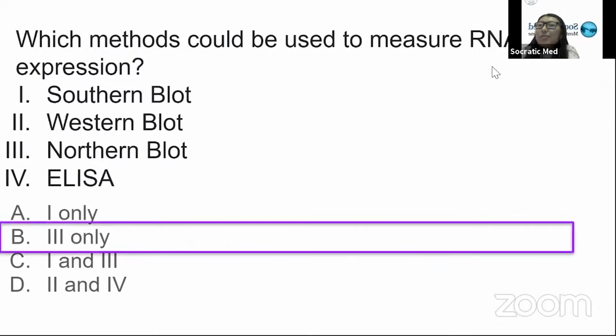Just to recap quickly, in this question we're asking which methods could be used to measure RNA expression. We know that Northern blotting is specifically for RNA expression. The reason the other answer choices are not quite right is because Southern blotting is for DNA sequences or DNA expression, and Western blotting and ELISAs are both for proteins as opposed to RNA.